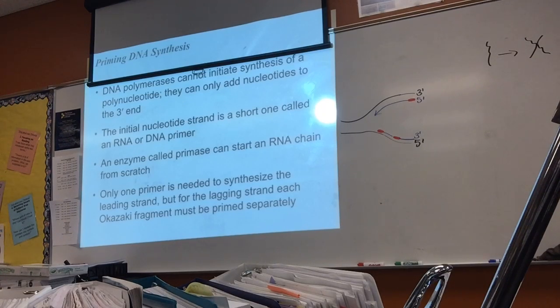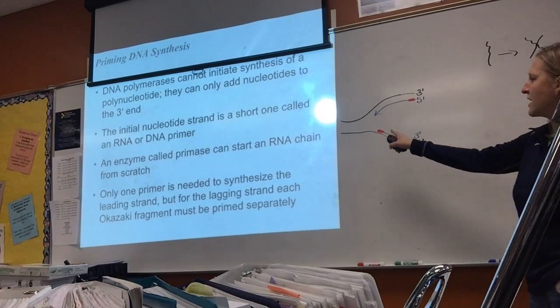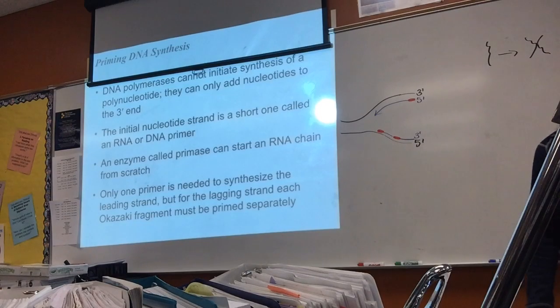So only one primer is needed to synthesize the leading strand. Here, draw on the board here. But the lagging strand, each Okazaki fragment has to be primed individually or separately all by itself.